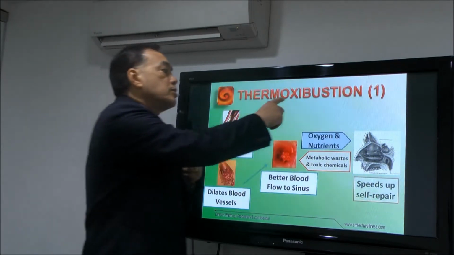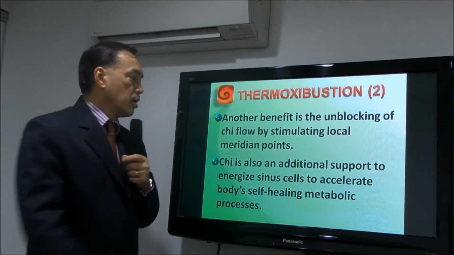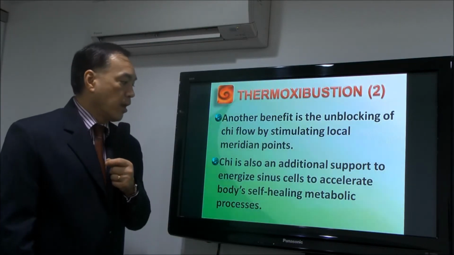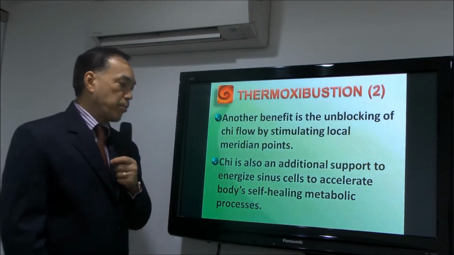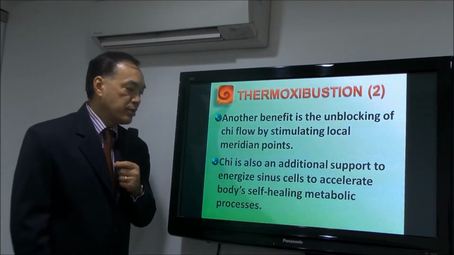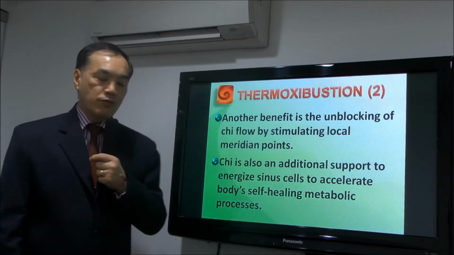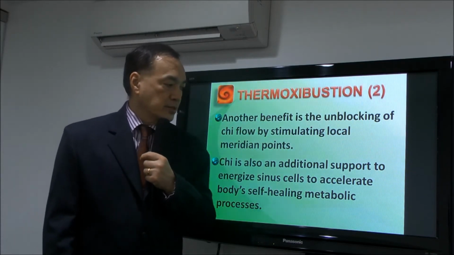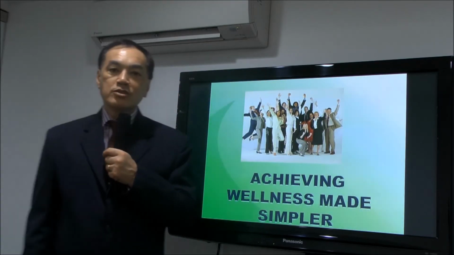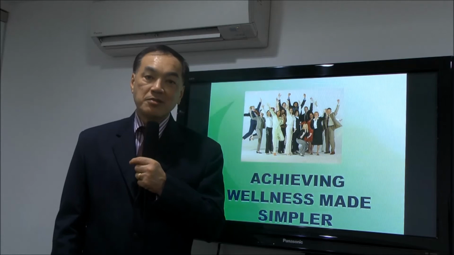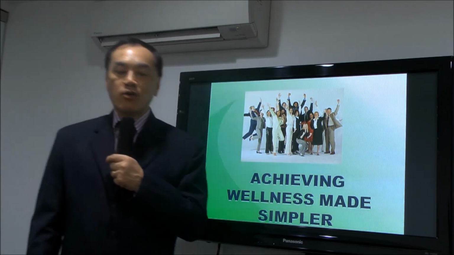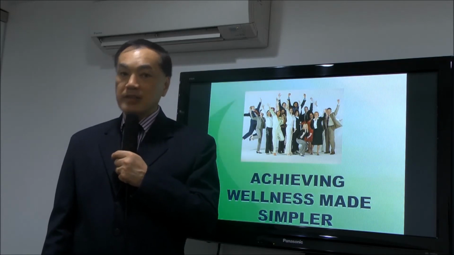And moxibustion stimulates the local meridian points to enhance the unblocking of qi flows. Qi is also an additional support to energize sinus cells and also immune cells, of course, to accelerate the body's self-healing, self-recovering, and repair metabolic processes. When you add all these four treatments together, there's absolutely no option but for this medical condition to keep on improving over the days, weeks, and even months of treatment.